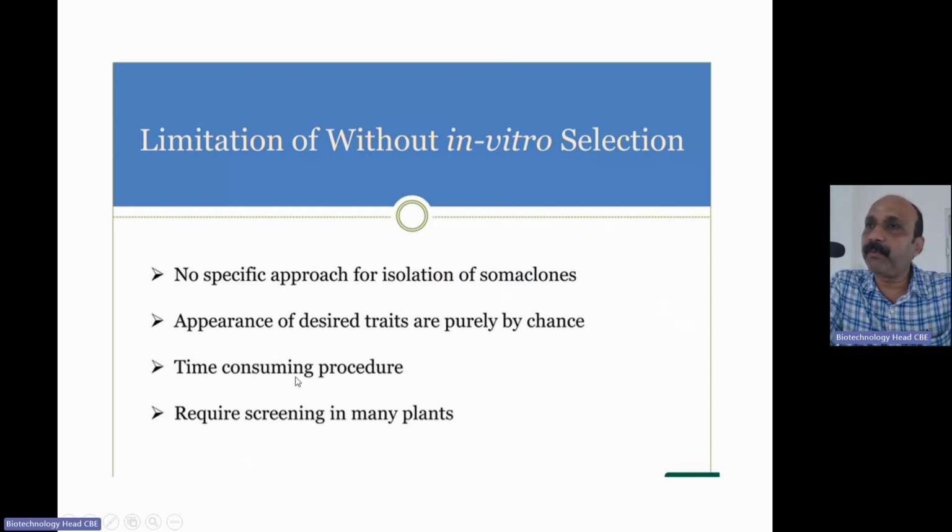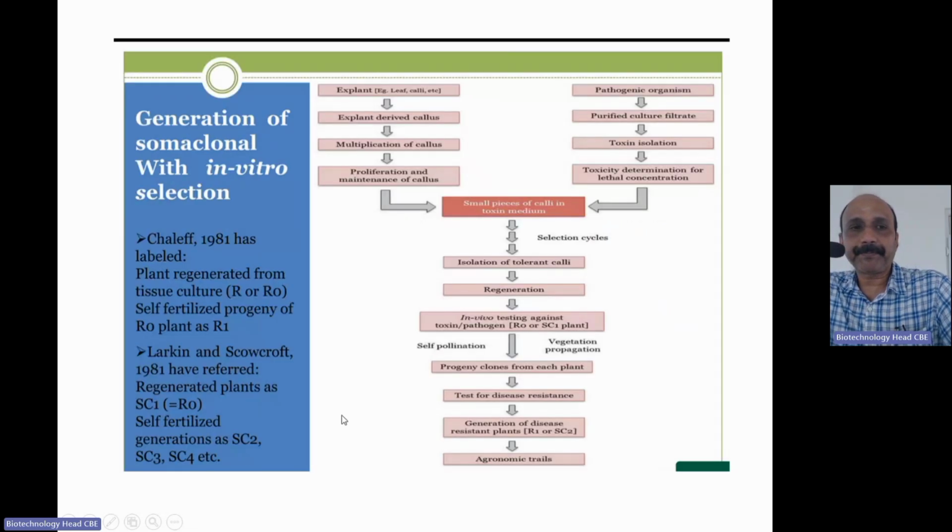So what are we looking for? If you want drought resistance, then you need to plant thousands of plants in the field and check whether each of those plants has any drought resistance, right? Mostly it will not be drought resistant. There may be other characters. It may be salt resistant or insect resistant, but we will not be selecting for them. There is no targeted approach in this method without in vitro selection. So this requires screening of thousands of plants, and it is time consuming and money consuming.